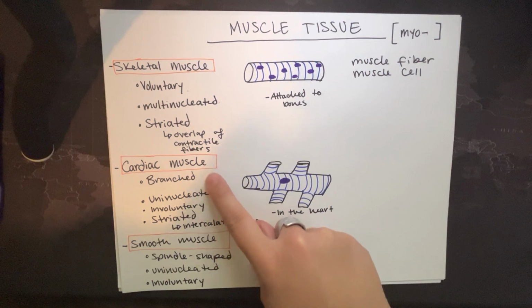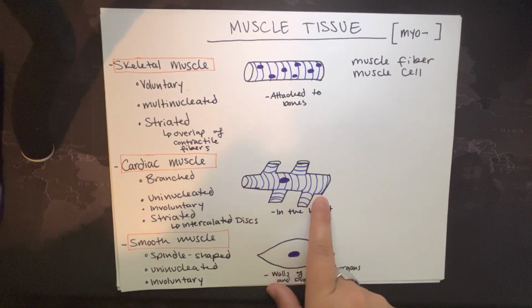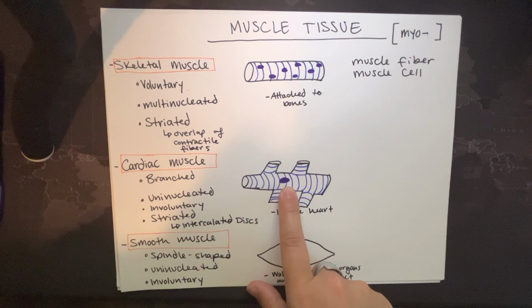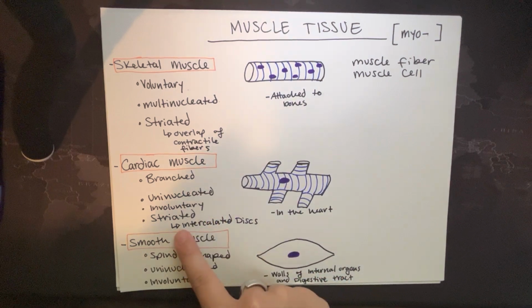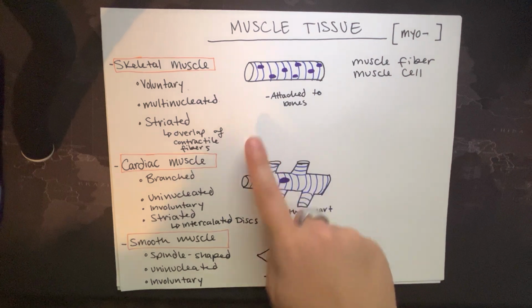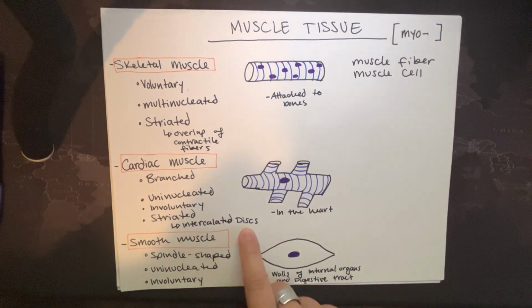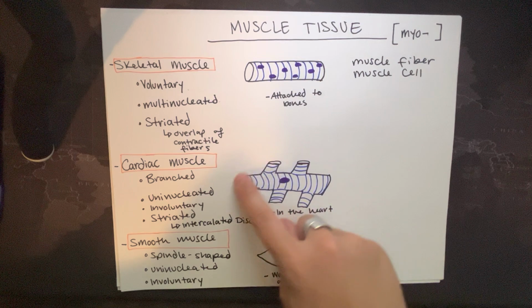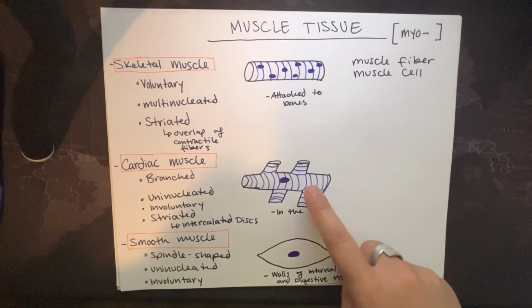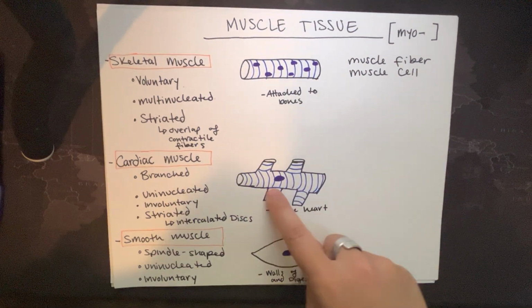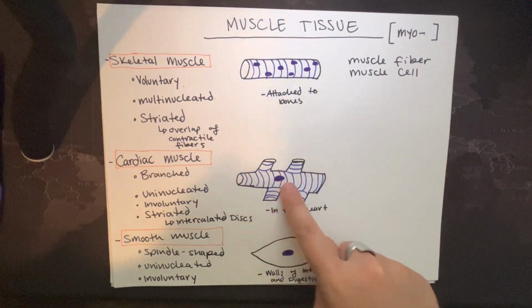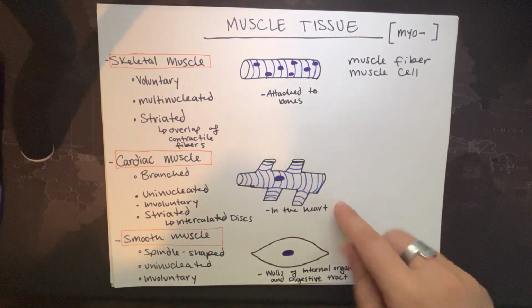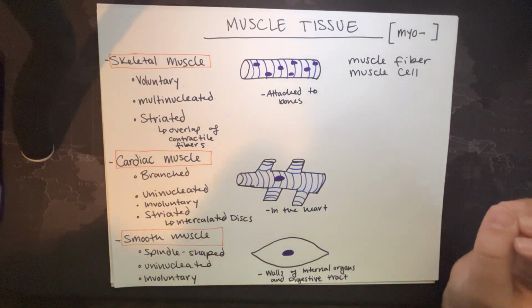Secondly, we have our cardiac muscle. We know that this is a branched cell. It is uninucleated, only having one nucleus. This is involuntary, but it is also striated. However, it is not striated like our skeletal muscle. It is due to intercalated discs, and this is specifically in the wall of the heart. And our intercalated discs allow easier contractile motion as a whole cell mixed with the next cell so that the heart can pump all at once.